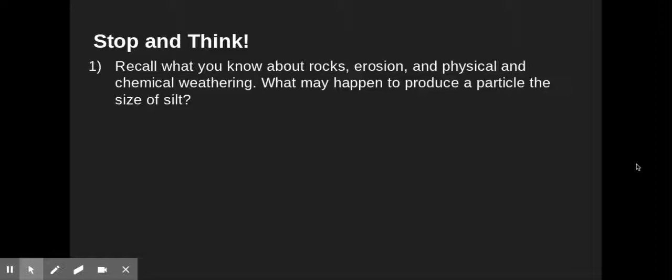So let's stop and let's think. So my first question to you, thinking about what we know about rocks, about erosion, about physical and chemical weathering, how do you think, or what may happen in order to make a particle the size of silt? Silt's very tiny. We know that pebbles and gravel and sand come from physical weathering, chemical weathering, through erosion. But those are much bigger particles. What do you think has to happen in order to get something the size of silt?